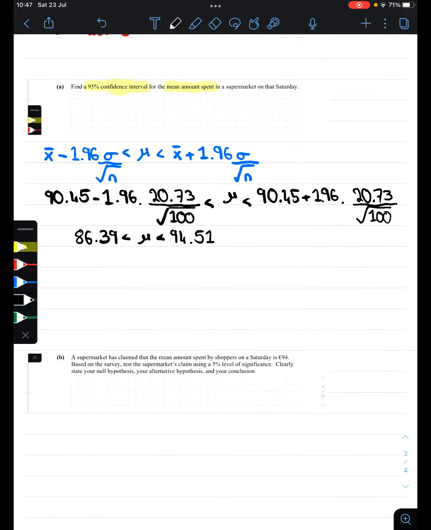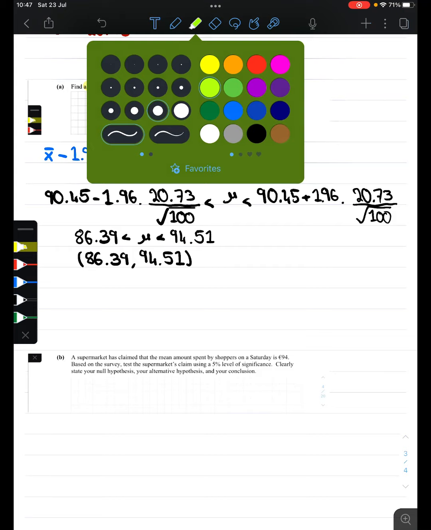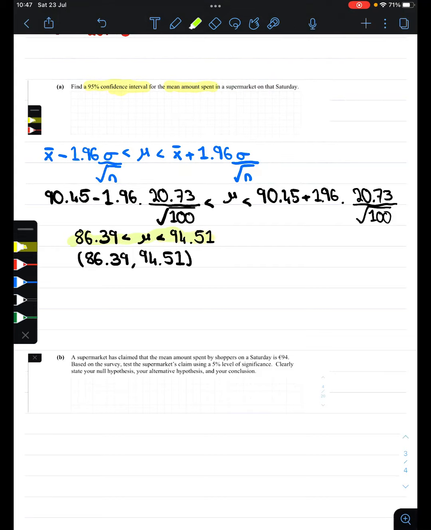Yeah, you could also write it like so, a bracket, 86.39, 94.51. But this form is usually fine.